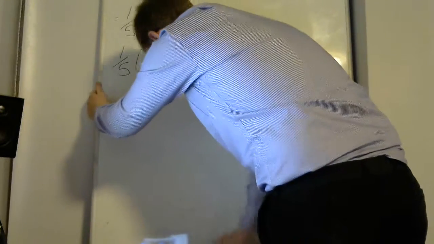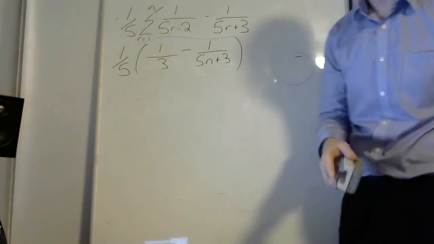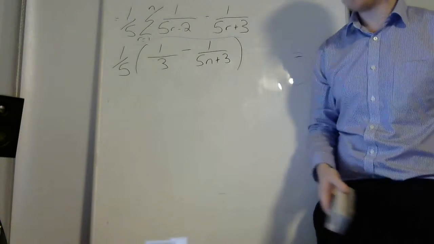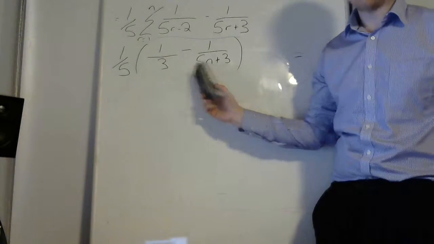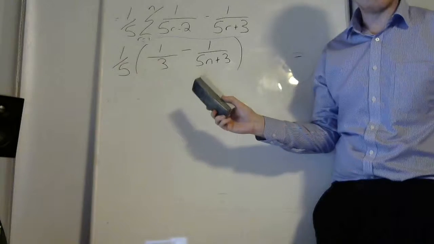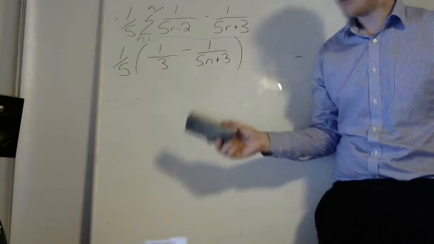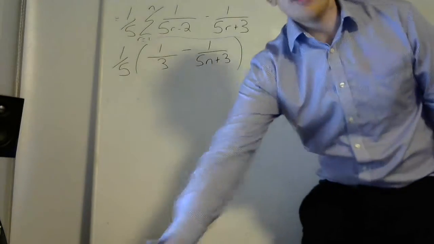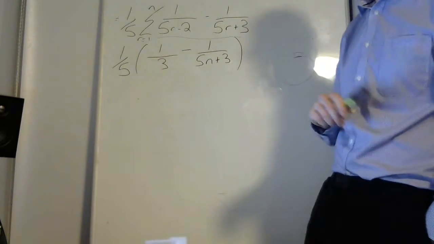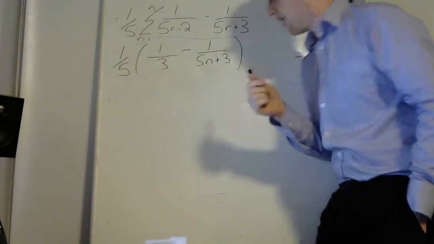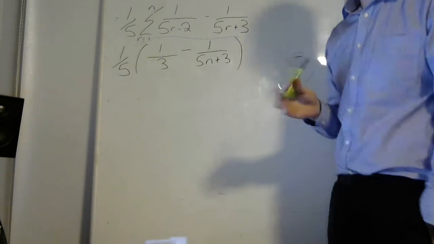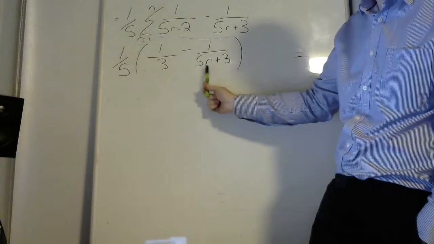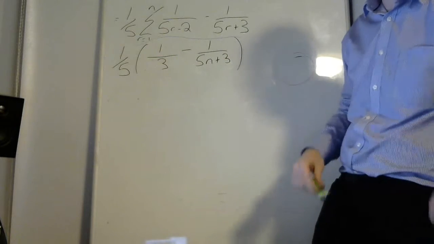So I look at the question now and I think, what's different from the answer in the question to my answer? The answer in the question is all one fraction. I've got 2 fractions here. Hang on, that can't be right. I'm going to have to go from 2 fractions to 1 fraction. How do I do that? Well, I make sure they both have the same denominator. Can't think of any nice lowest common multiple, so I'll just multiply this fraction by 5n plus 3 and I'll multiply this fraction by 3.